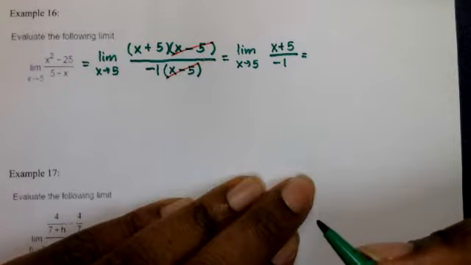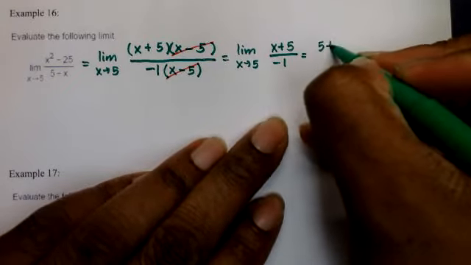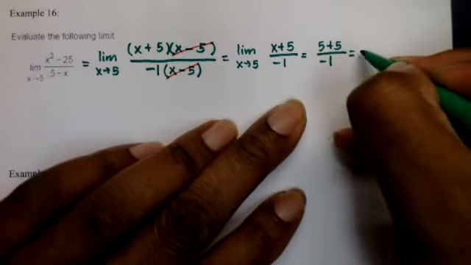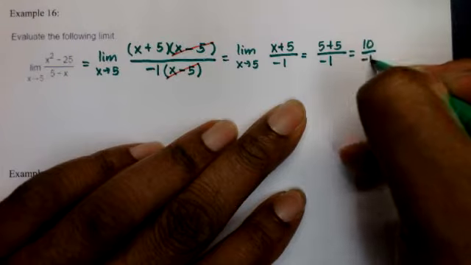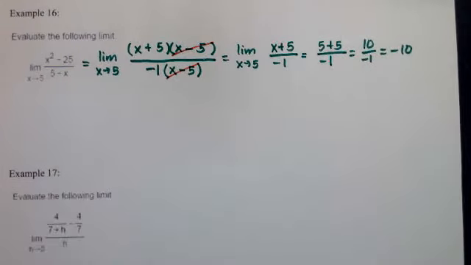Now I can apply direct substitution by substituting the x with 5. So it'll be 5 plus 5 divided by -1. 5 plus 5 is 10. 10 divided by -1 ends up being -10. So the limit as x approaches 5 of x squared minus 25 divided by 5 minus x is equal to -10.